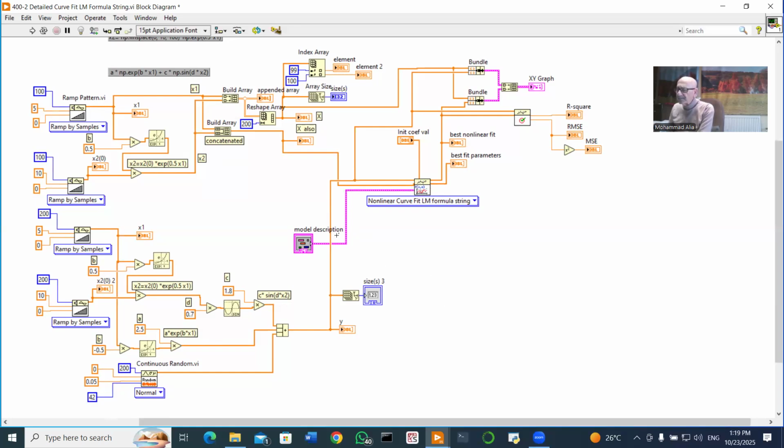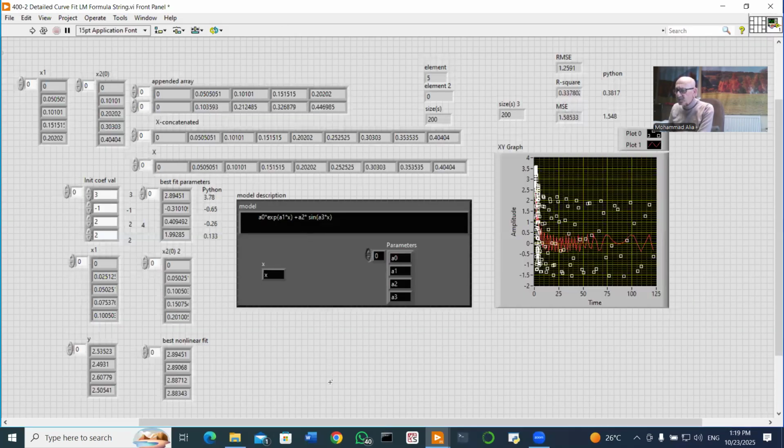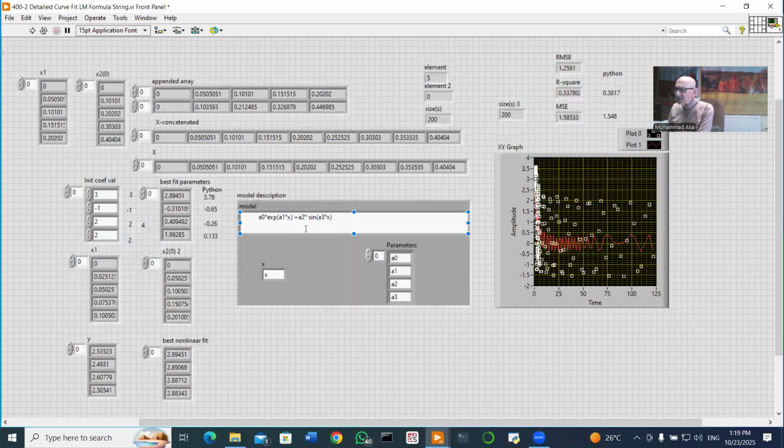Now we go to the formula which we will use. We are going to use exactly the same expression because we know it in advance. A0, this is the first coefficient, multiplied by exponent of A1 multiplied by x. This is the first term. And this is the second term, A2 multiplied by sine A3 multiplied by x.